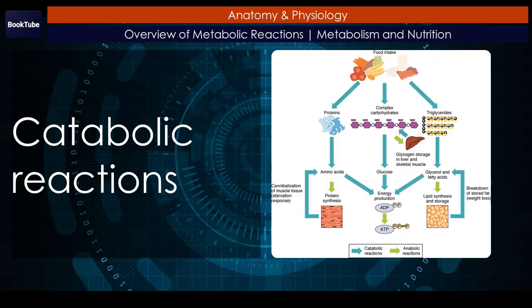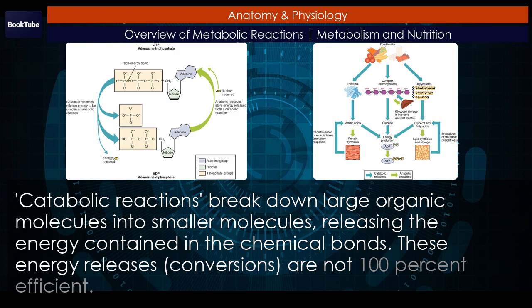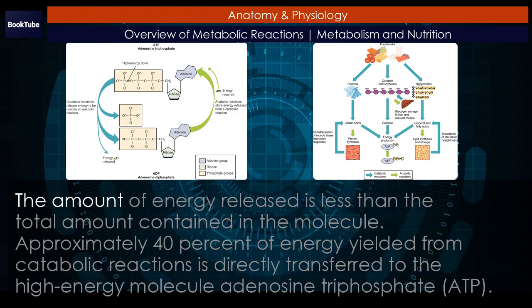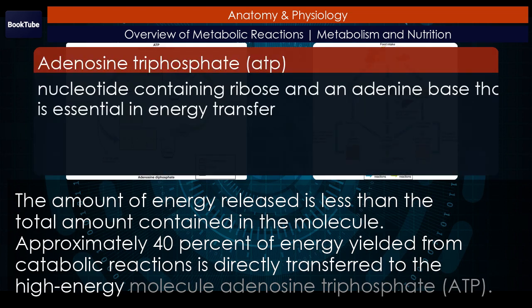Catabolic reactions. Catabolic reactions break down large organic molecules into smaller molecules, releasing the energy contained in the chemical bonds. These energy conversions are not 100% efficient. The amount of energy released is less than the total amount contained in the molecule. Approximately 40% of energy yielded from catabolic reactions is directly transferred to the high-energy molecule adenosine triphosphate, ATP.